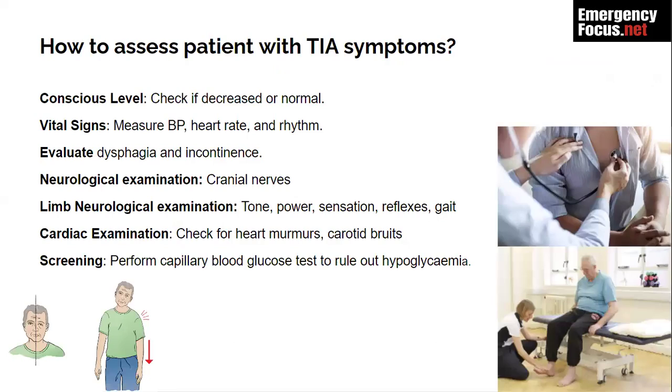You just look at the patient for the consciousness level. Okay, is it decreased or normal? You take the vital signs: the blood pressure, the pulse, the heart rate, rhythm, and ECG. Okay, and then you also ask about dysphagia and incontinence, and you do the neurological examination of all the cranial nerves. And by the way, cranial nerve examination takes hardly 30 to 40 seconds, and I'm going to show you how at the end of this session, right? Limb neuro examination: you check the tone, power, sensation, reflexes, and of course the gait.